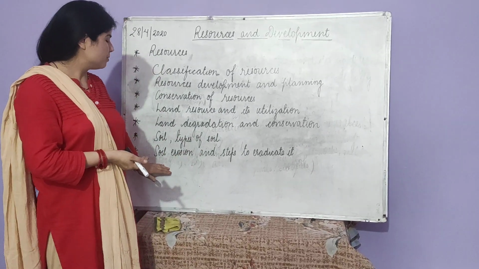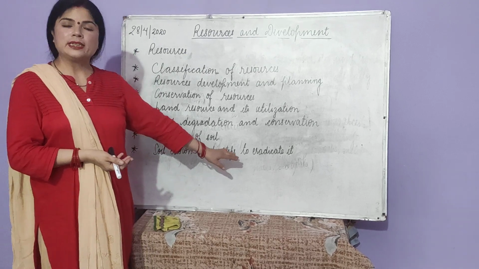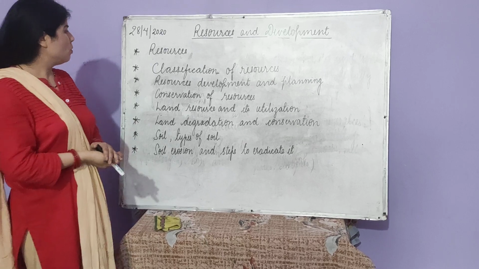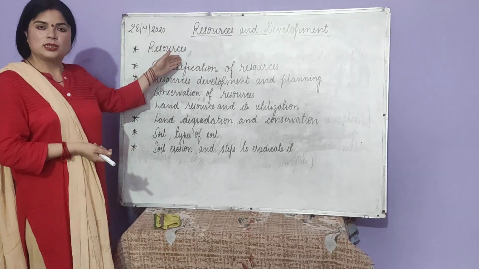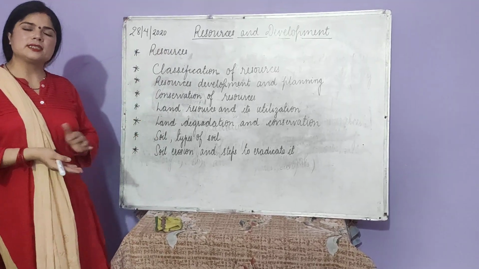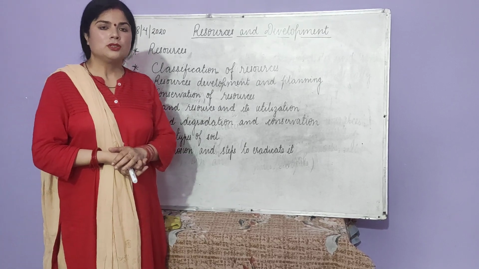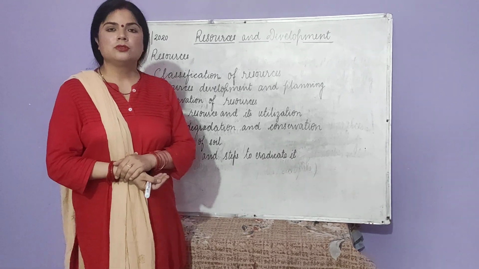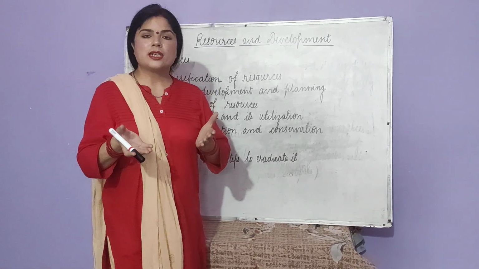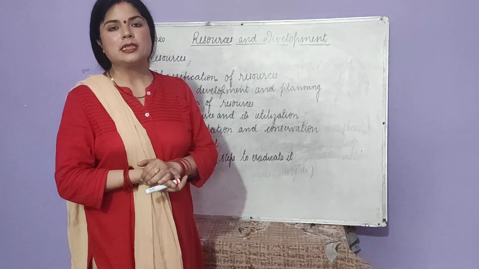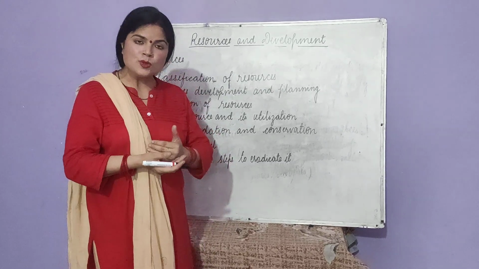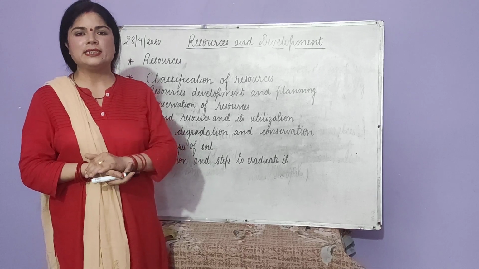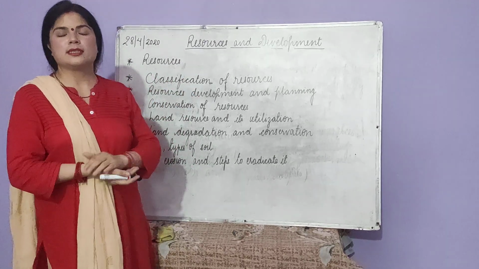and finally we will come to know about soil erosion and what can be the steps to eradicate this problem, soil erosion. So we will start with resources. What are these resources? So we will come to know that the things which are present in our environment and we use them in our daily life to fulfill our needs, to satisfy our needs, are called resources.